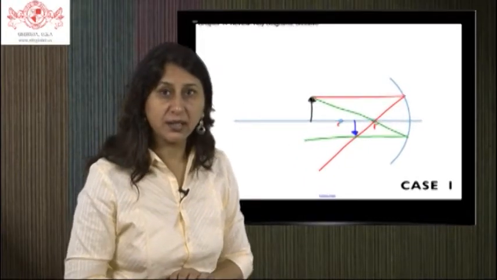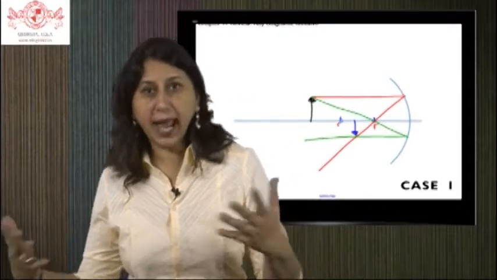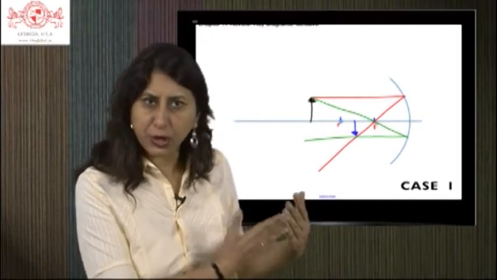It is inverted. As it is inverted, it is a real image and we would be actually able to project it on a piece of paper. And it is also smaller than the original object, so it would have a magnification that is less than 1.